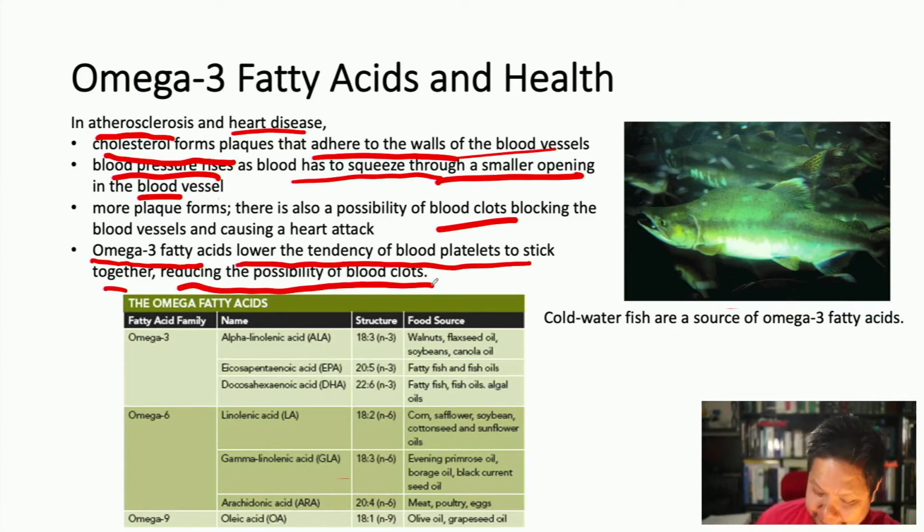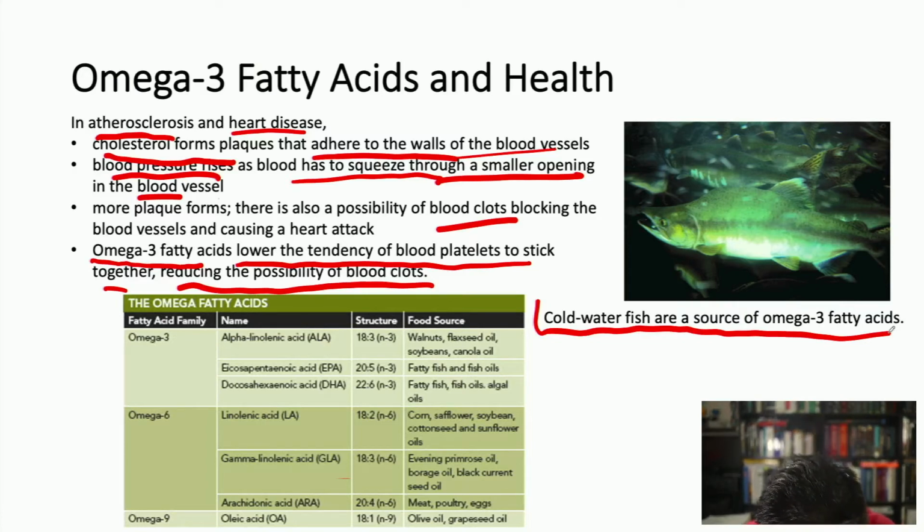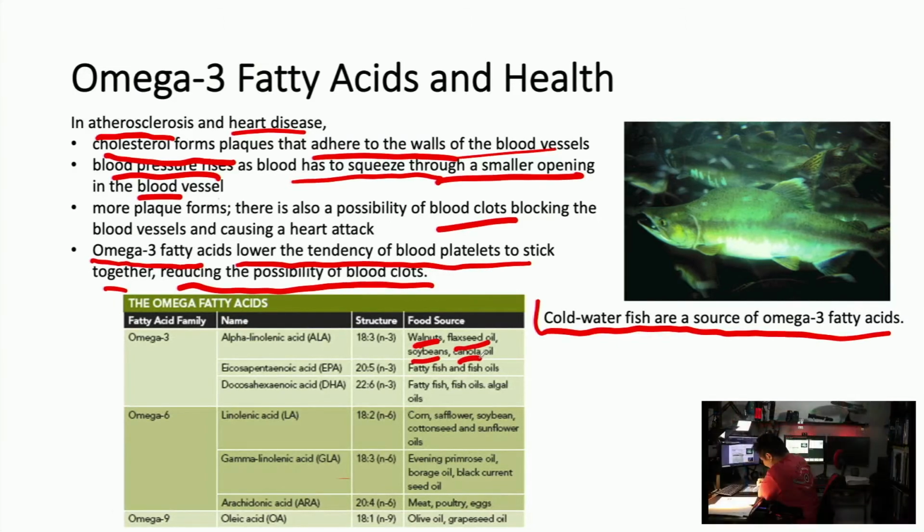That's pretty neat. So cold water fish, I had to put a picture of a fish in there, are a source of omega-3 fatty acids, right? But look here, in this cool little chart we have: walnuts, flaxseed oil. Oh, I love soybeans and canola oil, and I love cooking with canola oil, right? You can get omega-3 fatty acids from there. The alpha linolenic acid, I can't say it, linolenic acid, right?